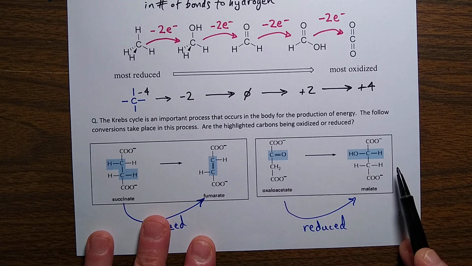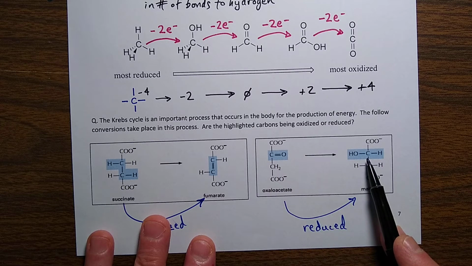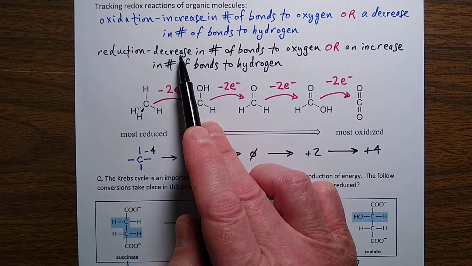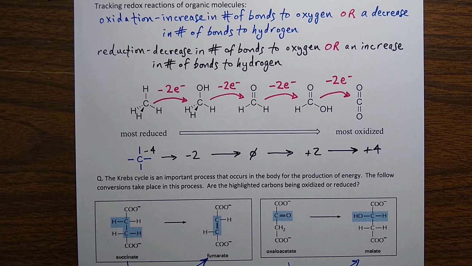This is a reduction. It's the opposite. Here we're going from a carbonyl group to an alcohol, and you can view that as a reduction because that involves a decrease in the number of bonds to oxygen. I'm talking about the bonds between carbon and oxygen. So you have two carbon-oxygen bonds here, and now here you only have one, a single bond. So that's considered a reduction.